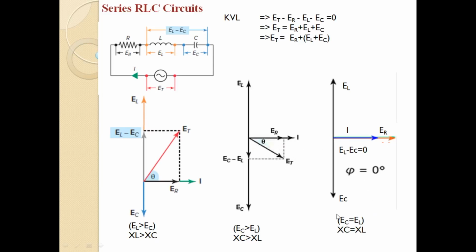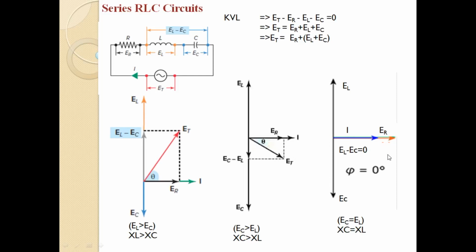Now another case is when EC is equal to EL. In that case the magnitude of the capacitive reactance will be the same as the magnitude of the inductive reactance. In that case the drop across the inductor as well as the capacitor will be the same. So the effect will be cancelled by each other. Here you can see that this phasor EL has the same magnitude as this phasor EC. So the resultant will be 0.